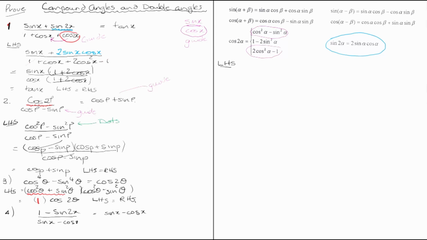and I see I have a double angle of sine, so that's the first thing I'm going to change, and I'm going to get 1 minus 2 sine cos, 2 sine cos. Right, and put that over sine minus cos.